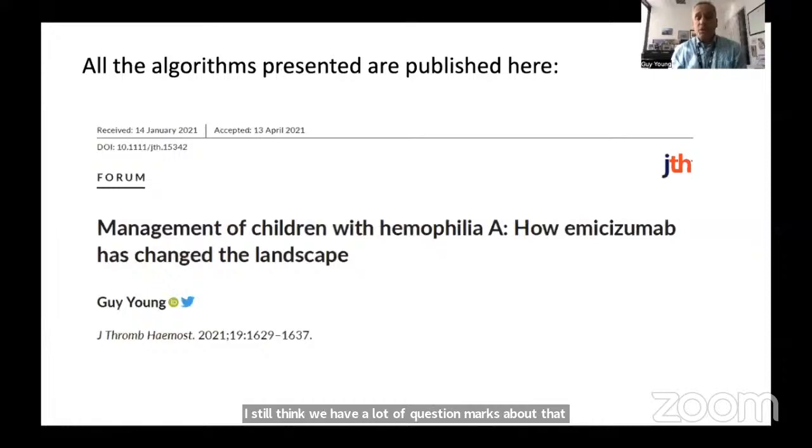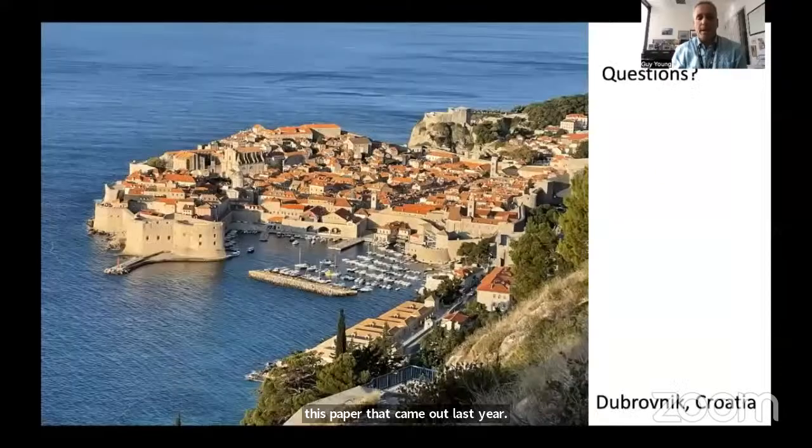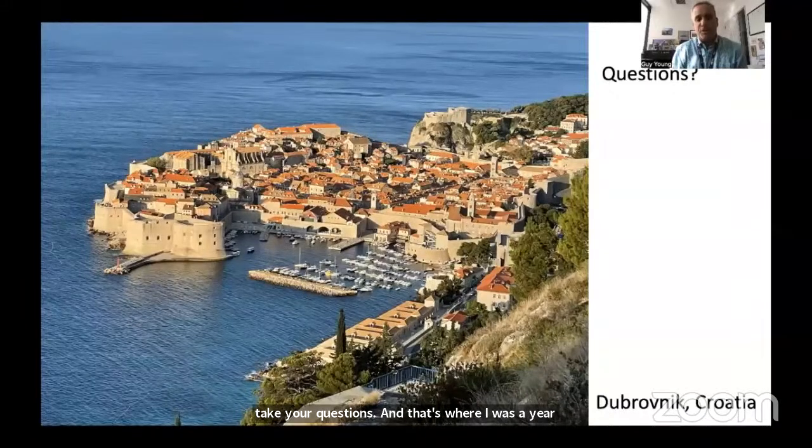All the algorithms I showed you are published here in this paper that came out last year. And I thank you for listening, and I will be happy to take your questions. And that's where I was a year ago on vacation, took that picture in Dubrovnik. Thank you.